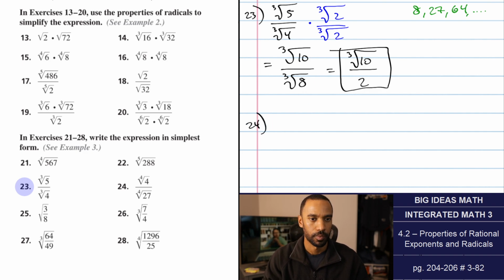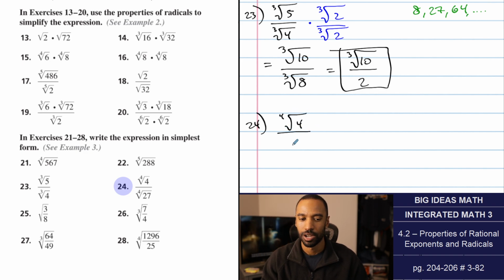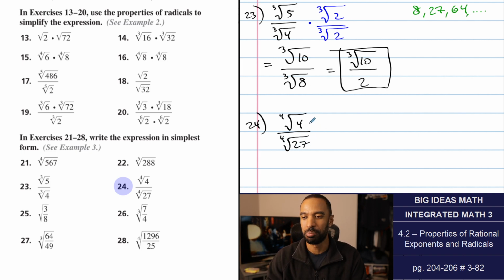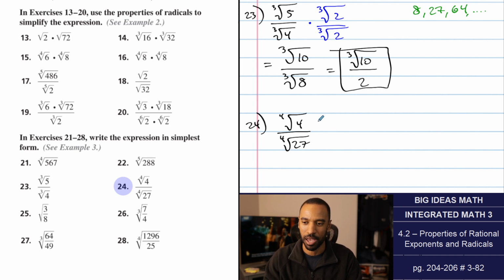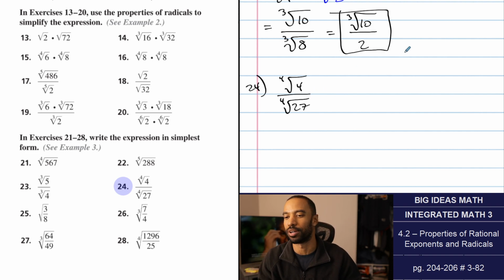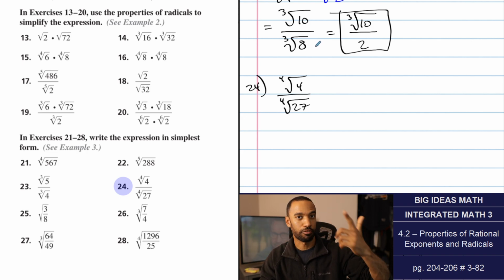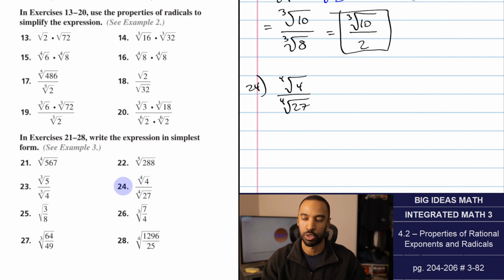Number 24. More of the same. We have the fourth root of 4 over the fourth root of 27. We already saw that the fourth root of 4 is root 2 times root 2, but I don't think we're playing with it that way. Anyway, we're going to try and rationalize this one as well. We have to multiply 27 by something to get a perfect fourth value. We can think of 16. 3 to the fourth is 81. 27 can multiply by 3 to get 81.